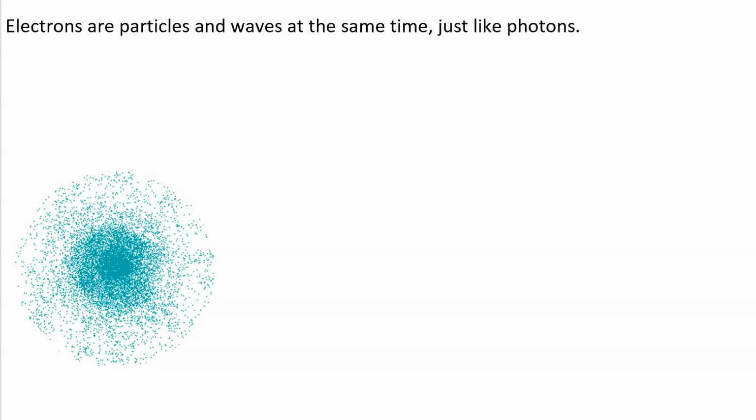So, an orbital is what's called a wave function. This is a surface within which you are likely to find an electron at a given time.